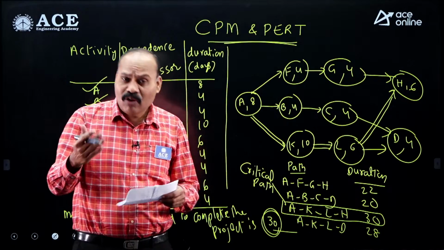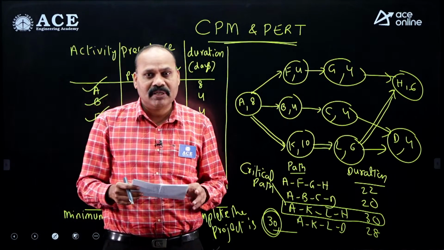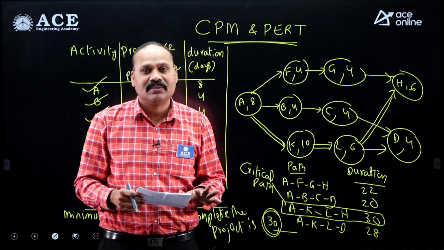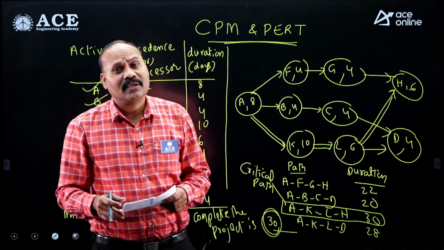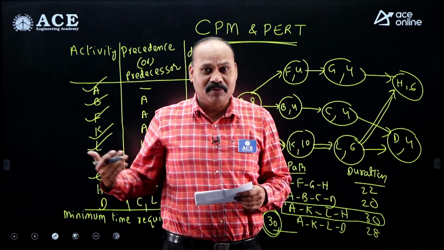What is the answer here? 30. We have one more question, but we could not receive that. Students are mentioning that there are 2 questions for 3 marks. With this I can conclude CPM and PERT. Next, Mallikarjun sir will take care of the next subject.